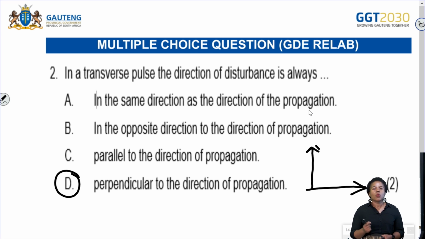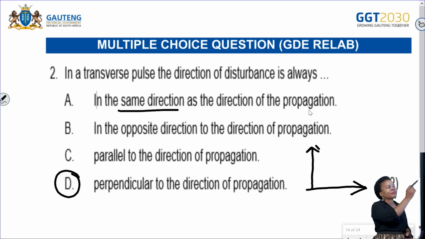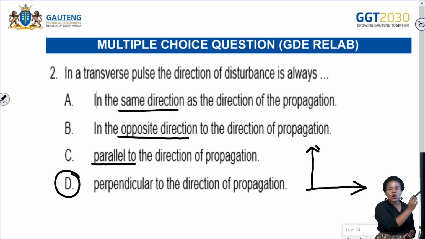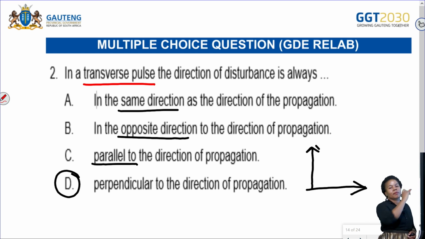Okay. So why did we line out all the other ones? In the same direction can never be in the same direction. So this took us out. In the opposite direction of the propagation, nope. Parallel, we are not talking about the longitudinal wave because the statement has correctly said the transverse pulse. All right, let's move right along.